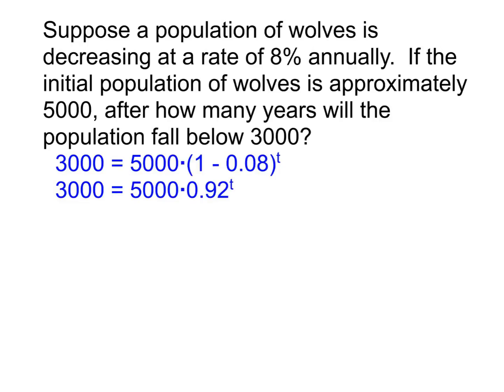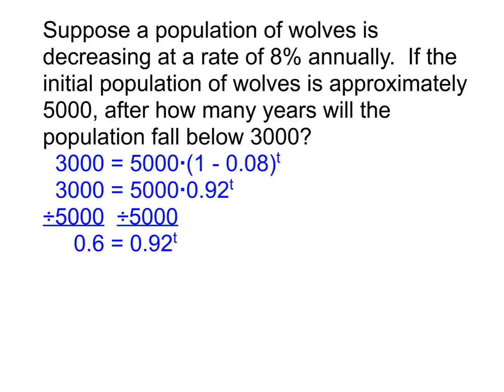That means getting rid of the 5,000. What do I do to both sides in order to get rid of the 5,000? Yeah, we divide, because it's currently multiplying. If it's 5,000 times the 0.92 to the t, I'm undoing multiplication. That's why we divide. And if I do 3,000 divided by 5,000, I get 0.6.